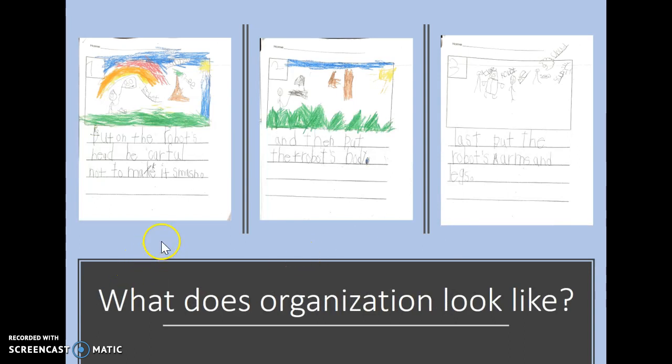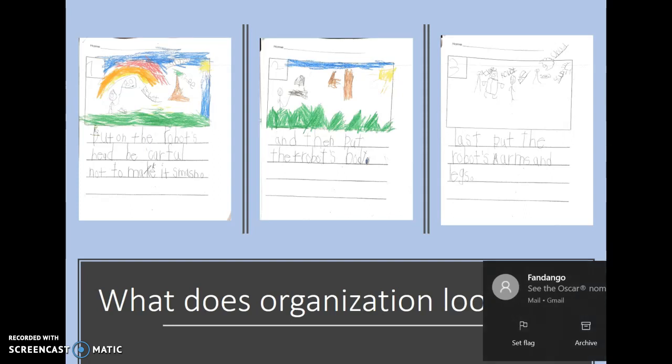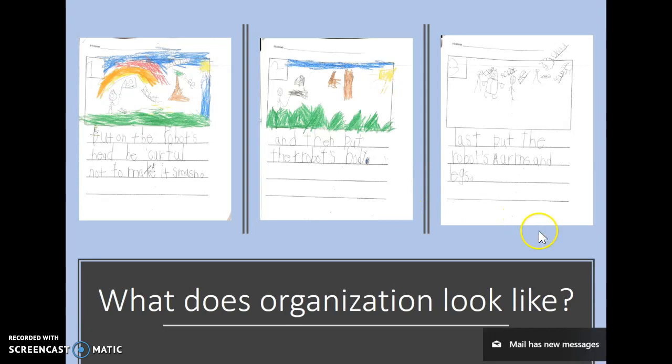What does organization look like? Well, our friend here talked about putting a robot together. And he said the first thing you need to do is put on the robot's head. Be careful not to make it smash. Then he said, and then put the robot's body. So he's saying the first thing you need to do is put the robot's head on. The second thing you need to do is to put the robot's body on. And the last thing that you need to do is put the robot's arms and legs on.